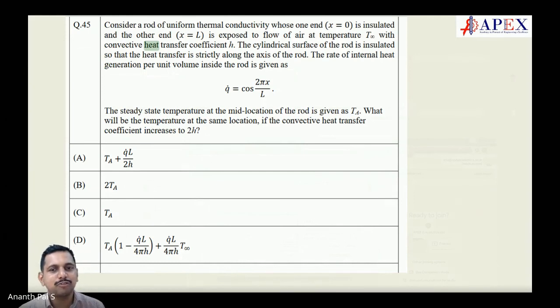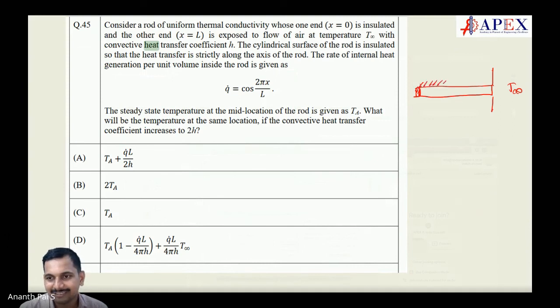Consider a rod of uniform thermal conductivity whose one end, x equal to 0, is insulated, and x equal to L, the other end, is exposed to flow of air at temperature T infinity with convective heat transfer coefficient h. The cylindrical surface of the rod is insulated.